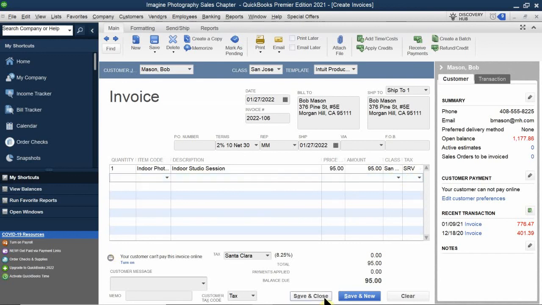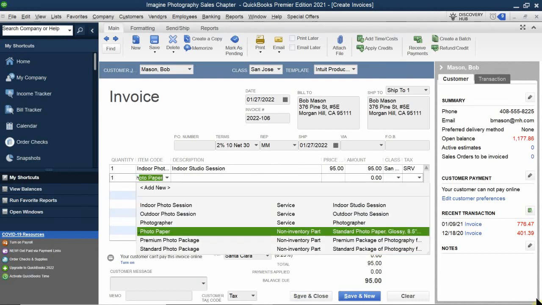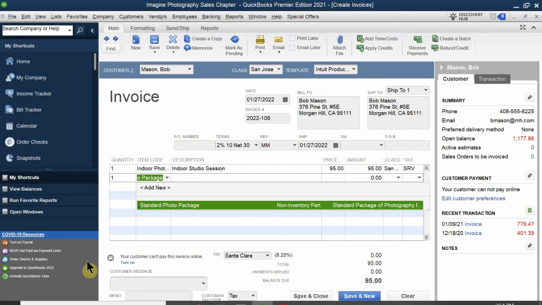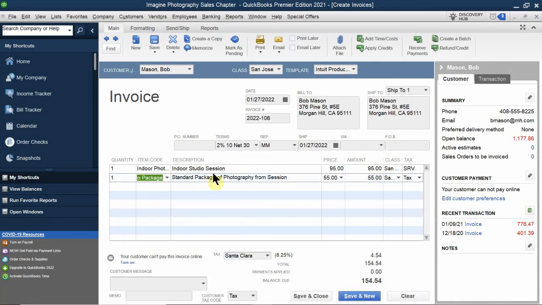And then he bought, I think he bought two standard... No, he bought one standard photo package. So one standard, there you go, standard photo package. And this item is taxable, so that means he's going to get taxed. In this case, we already designated that he is going to get taxed at Santa Clara. So therefore, 8.25%, which is going to be $4.54 based off of that photo package that we sold to him.